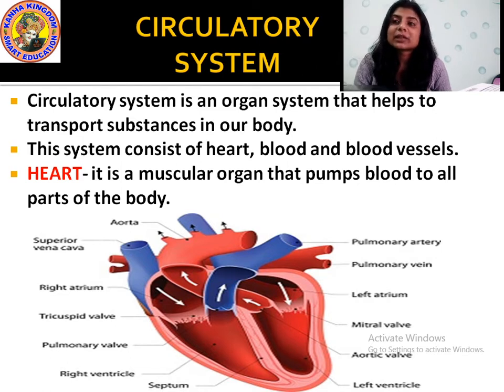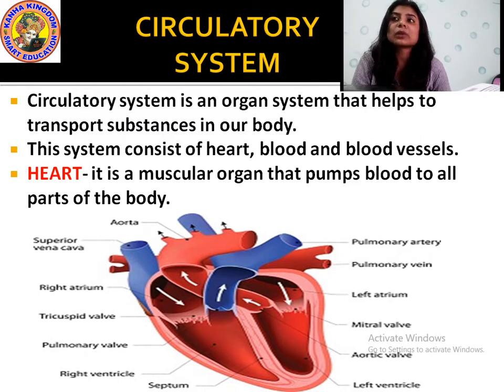Through this circulatory system, the substances that we eat or the substances that are present in our body are all transported inside our body. And what does the circulatory system consist of? See, this system consists of the heart, blood and blood vessels. These are the three main organs of the body that constitute this circulatory system.